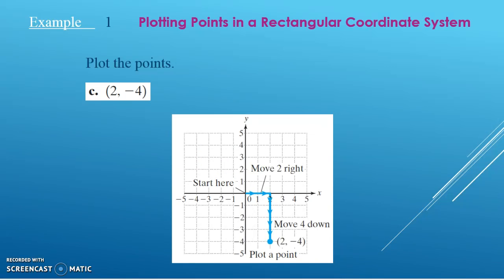And here is a third example. The x is positive, so we go right 2, and we go down 4 because the y is negative. So you can see that the positive and negative pieces, as far as the x and the y's, will put your points at different places within that coordinate plane.